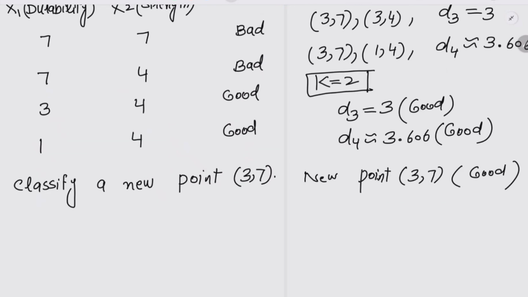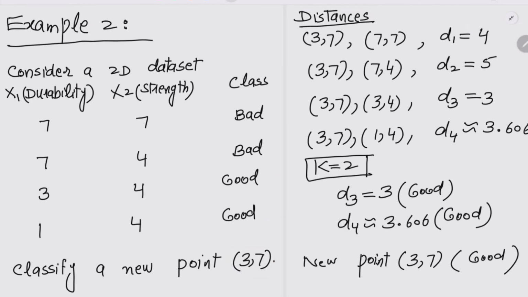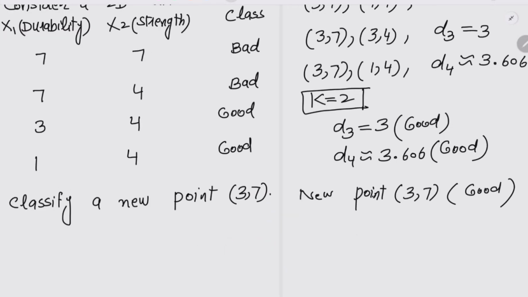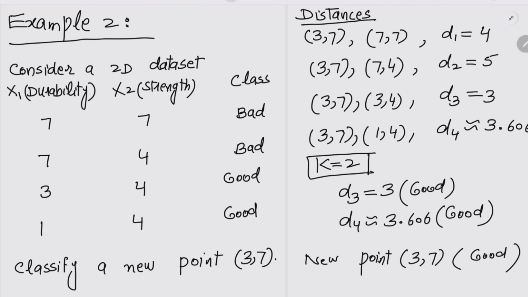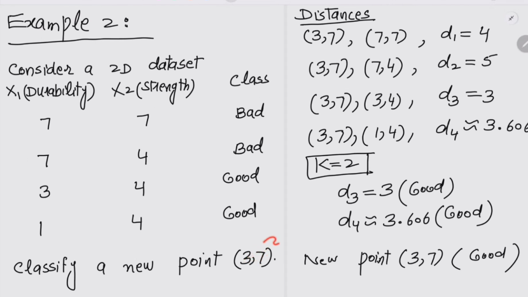Now the question is to find out the value of 3 7. What will be the value of 3 7? Is it good or is it bad? So this is the question for this example. And you can see that this is the part of machine learning where we need to predict the value of some unknown data point.